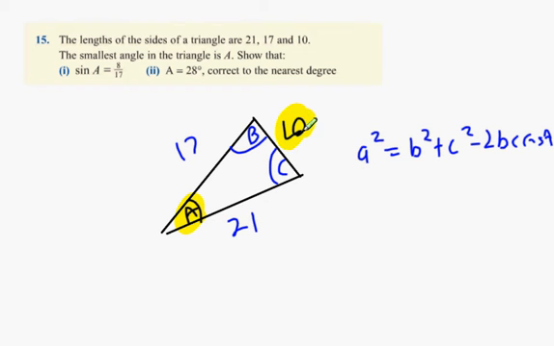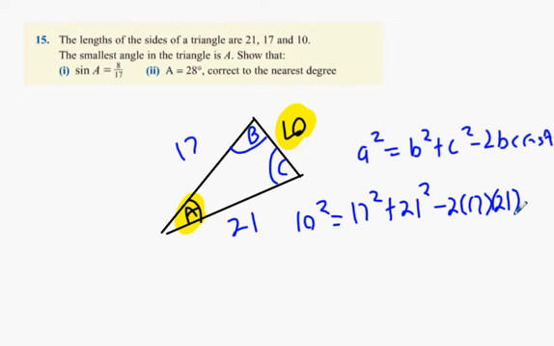10. So 10 squared equals 17 squared plus 21 squared. Your two sides are B and C. Yeah, I know. 10 squared equals 17 squared plus 21 squared minus 2 times 17 times 21 cos A. What did I say about this part here? It's all together. It can't be separated until the end. So we're going to get hundredths.